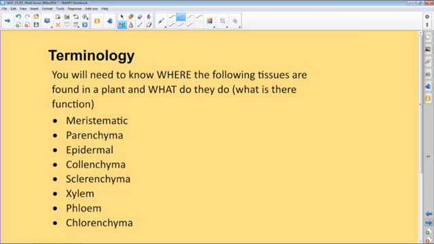You're going to hear words meristematic, parenchyma, which if you say it like that might be easier for you to spell, epidermal, Collenchyma, easier again for you if you're able to pronounce it. This is a difficult one: Sclerenchyma. That's how we say it phonetically. You're going to hear the word Xylem, Phloem, and Chlorenchyma. All of these terms are actually the names that we give to the tissues.